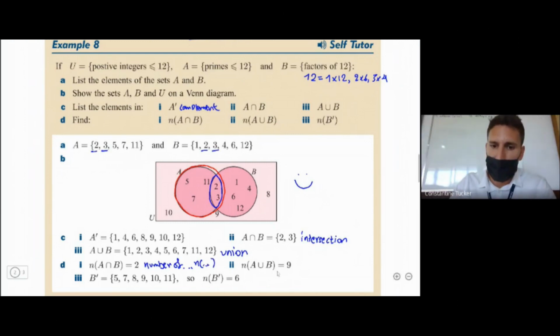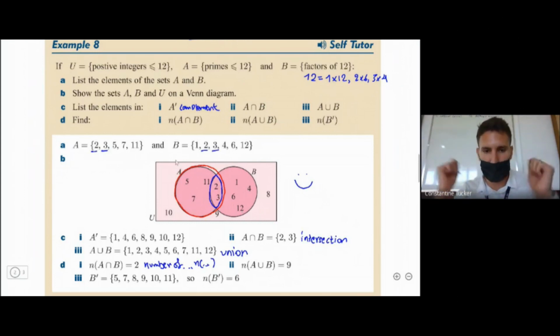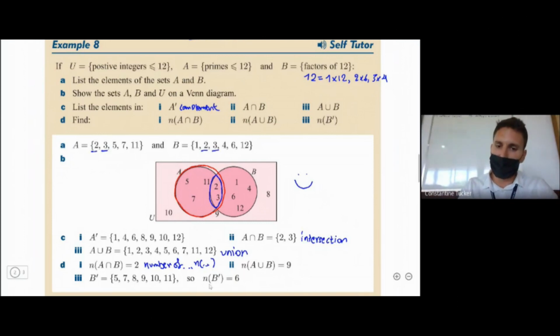Moving on to this one. The number of elements in the union. So the union of A and B is 1, 2, 3, 4, 5, 6, 7, 8, 9 numbers. Yes, I counted correctly this time. So here, this is the number of elements in the union. So we just say it's 9. So the union is all of this, the 2 circles all together.